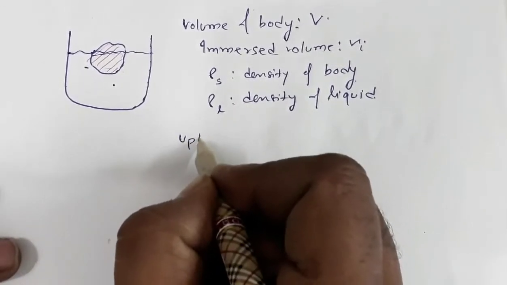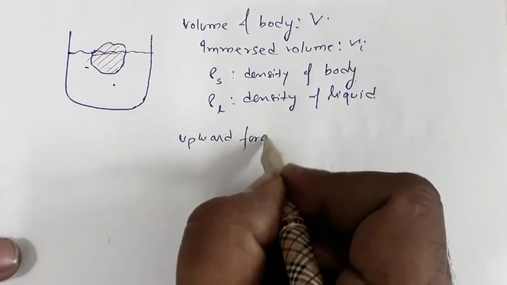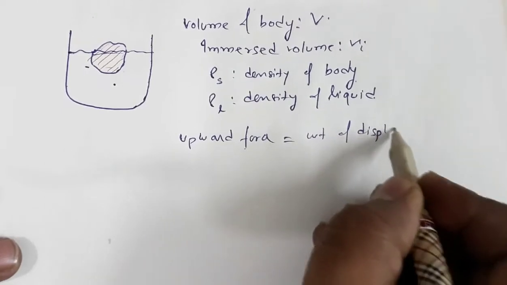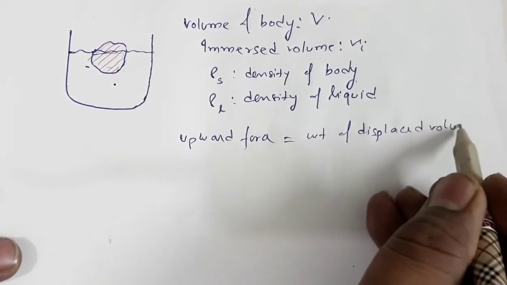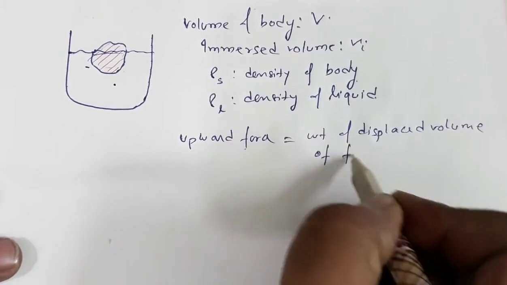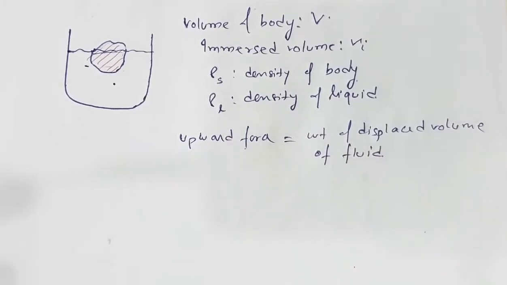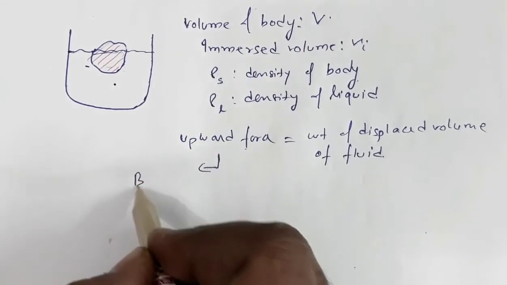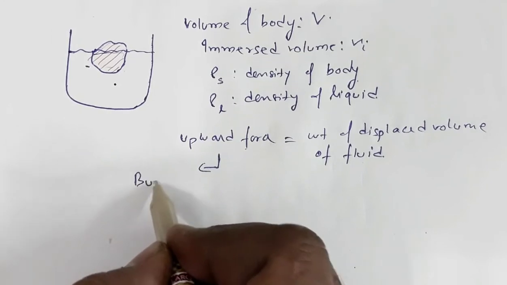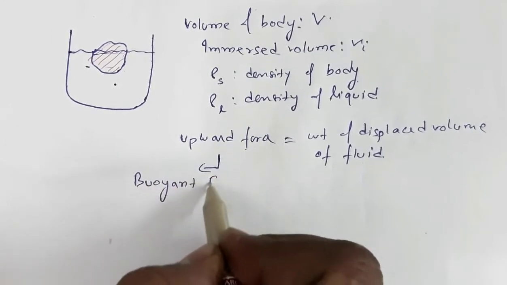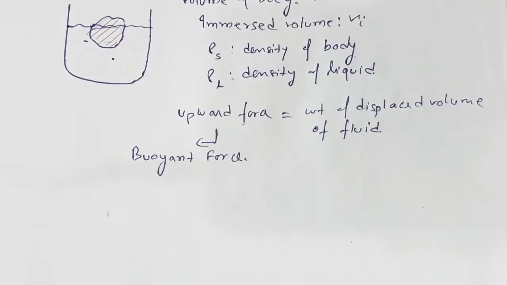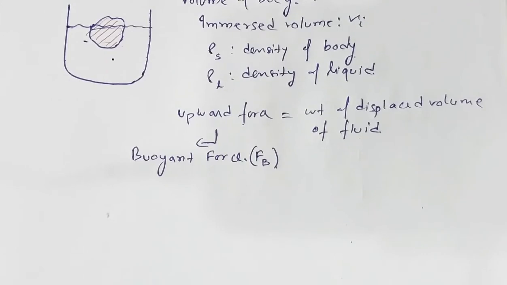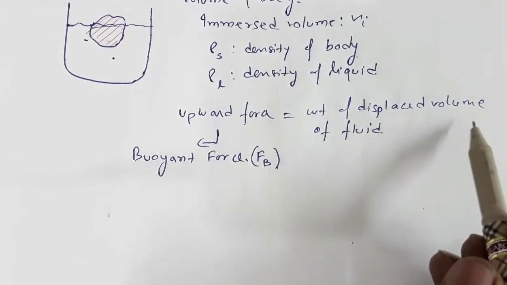So upward force is equal to weight of displaced volume of fluid. Now this upward force is called the buoyant force, FB. Now, weight of the displaced volume of the fluid.